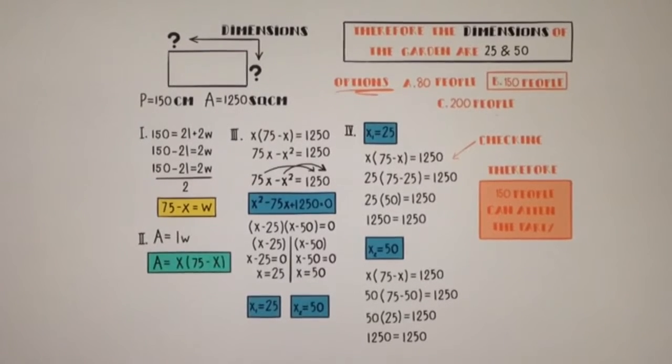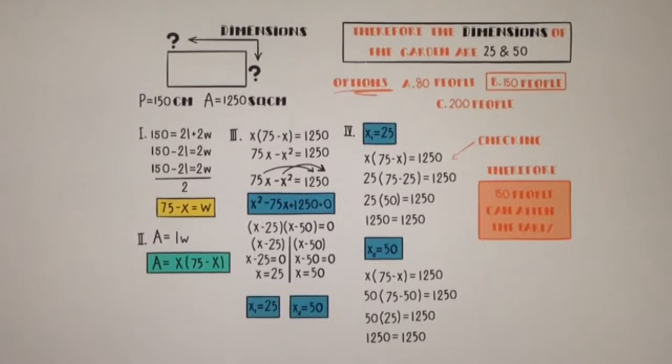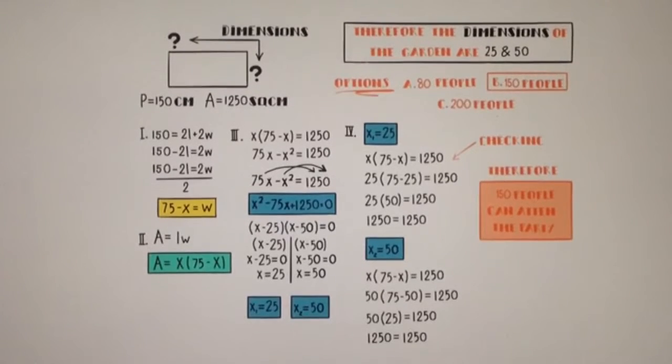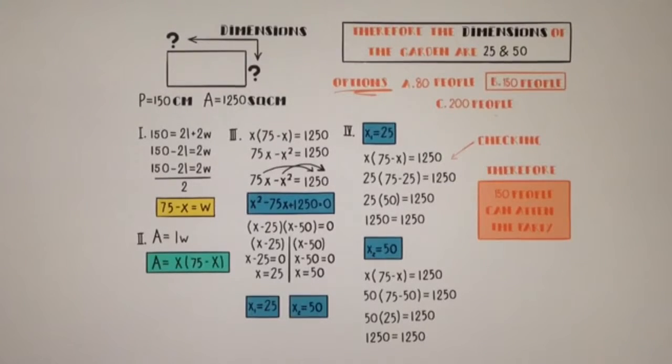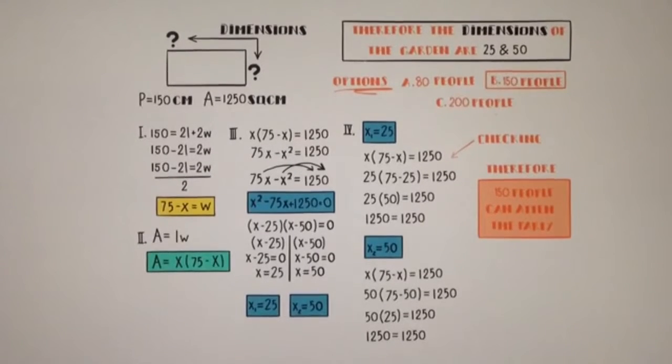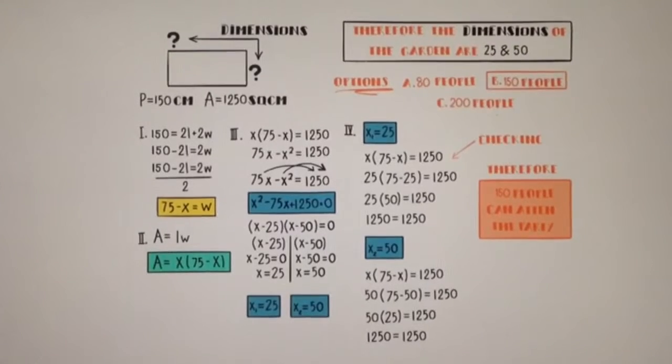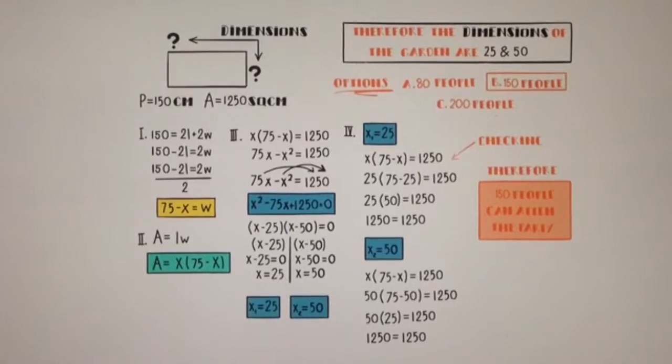We then isolate the values and transpose, and that gives us 75 minus x equals W. We do the same procedure and get the formula for area, and that would be x times 75 minus x. Now, to solve, we get x times 75 minus x equals 1,250. We multiply whatever we need to multiply, giving us 75x minus x squared equals 1,250.